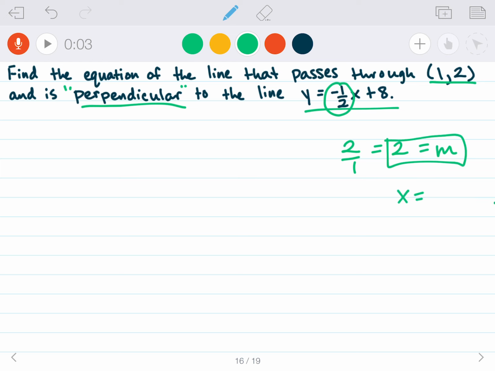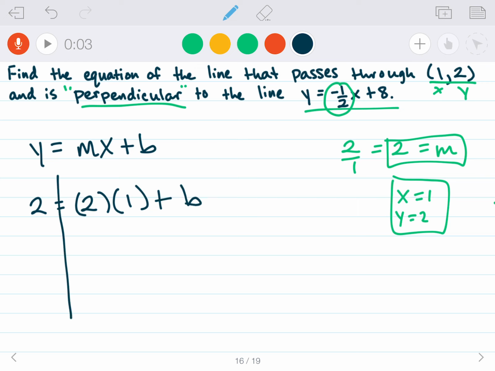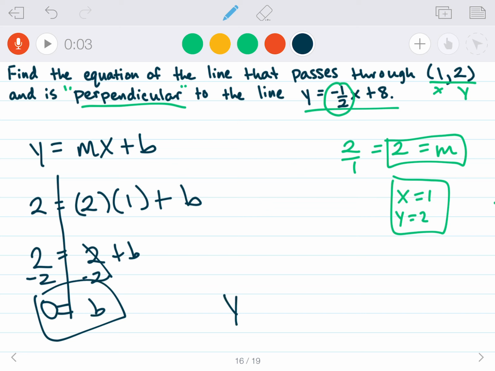It passes through x equals 1, y equals 2. And now we can use this info to figure out our y-intercept. So y equals m times x plus b. We're just going to sub in all of these values here and solve for b. So we have y equals m times x plus b. Okay, solving for b, we get 2 equals 2 plus b. Let's go ahead and subtract 2 from both sides to get b equals 0. So our line is going to be y equals m, which was 2, x plus 0. We don't have to write the plus 0 though.